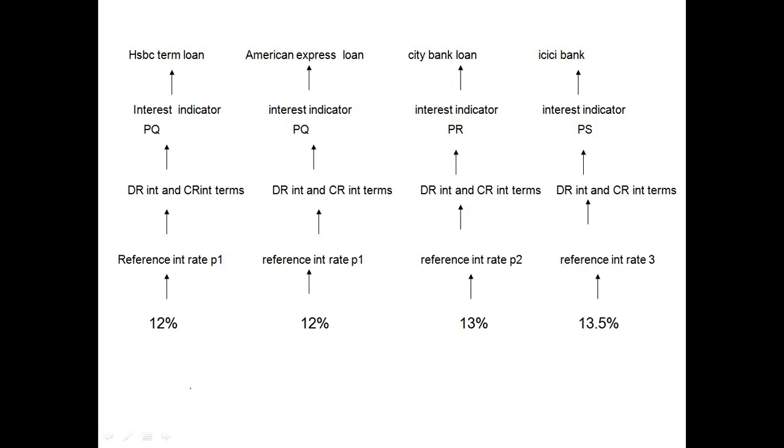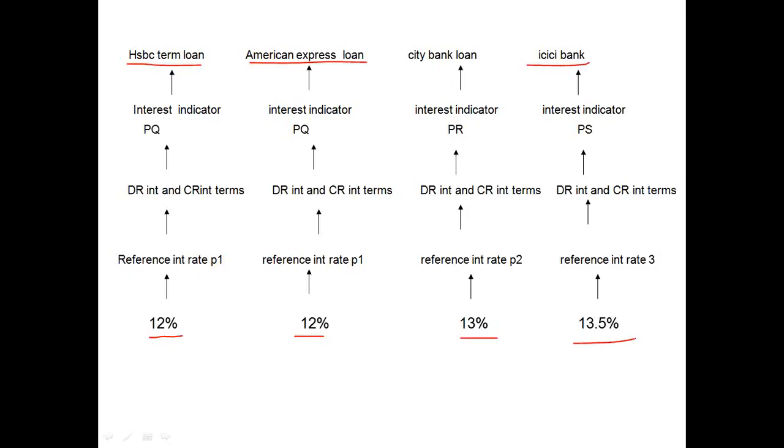Okay. Now, here we have taken 4 term loans, right? We have taken 4 term loans from 4 banks: HSBC Bank, American Express Bank, Citibank and ICICI Bank. So, as I said, for every term loan, you have to maintain one GL account. HSBC Bank is charging 12% rate of interest. American Express Bank is charging again 12%. Citibank is charging 13%. Then ICICI Bank is charging 13.5%.